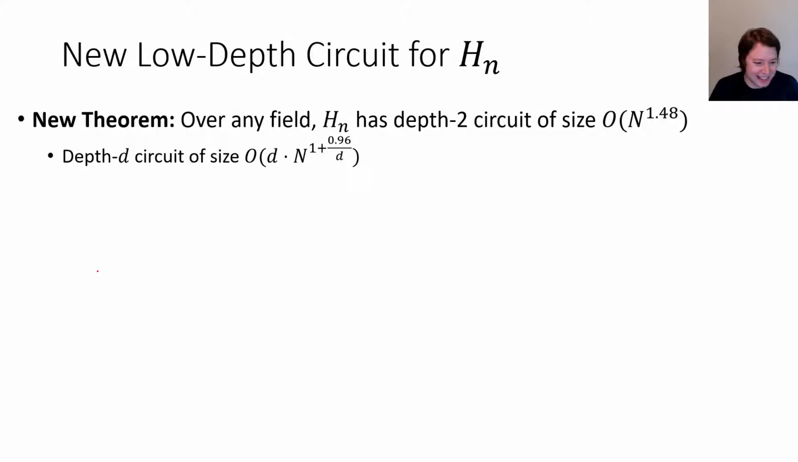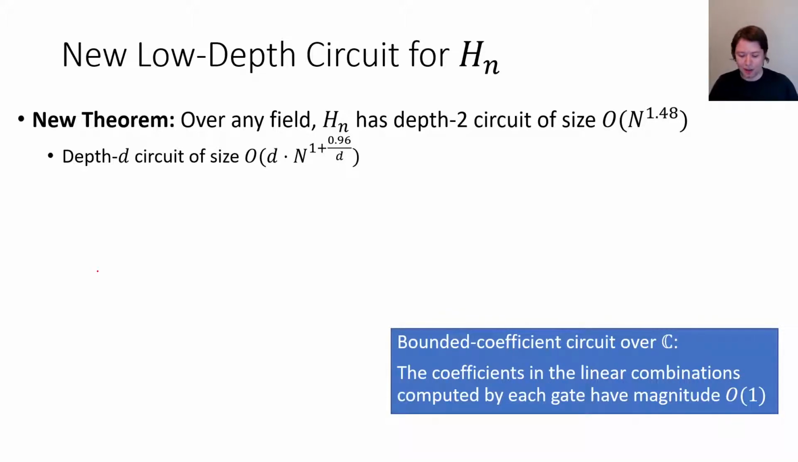So this is, I think, exciting in its own right, to design a smaller low-depth circuit for this family of matrices, but it's also particularly interesting in light of known barriers for designing small circuits for this transform for a restricted type of circuit called bounded coefficient circuits. So a bounded coefficient circuit over the complex numbers is a circuit in which the coefficients in the linear combinations computed at each gate have at most constant magnitude. So remember, in a linear circuit, each gate is computing a linear combination of its inputs weighted by the numbers that we write along the wires of the circuit.